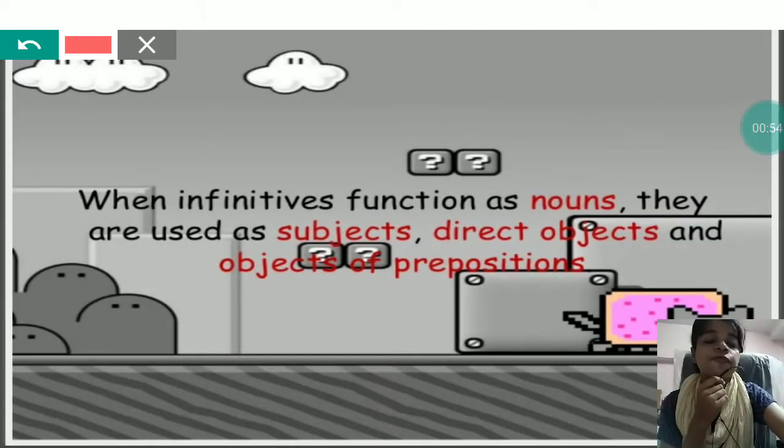So the first function of infinitives is as nouns. When they function as nouns, they can take three positions. First, they can be at the subject place, secondly they can be at the direct object place, thirdly they can take the place of object of preposition.